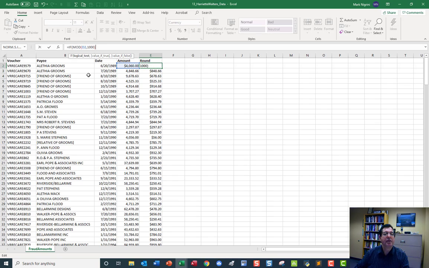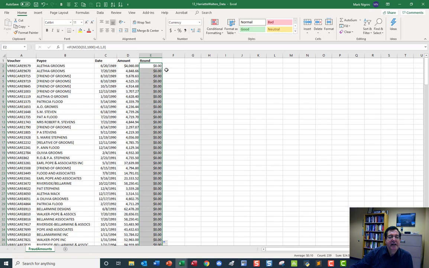If this number equals zero, then put a one in this column, which indicates that it's round. Otherwise, put a zero, meaning that it is not round. And I have changed my function. I included the if statement. And here we go. Now it's left it as currency.